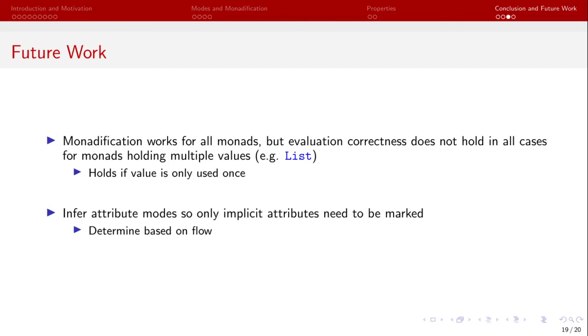Currently, our monadification works to rewrite for any monad, but evaluation correctness doesn't hold if the monad can have multiple values inside it. For example, lists used to model non-determinism don't always obey evaluation correctness. A version of evaluation correctness does hold, however, if the value is used only once, which is the most common use case. Also, our scheme currently calls for all attributes to be declared with their mode. However, if only implicit attributes were marked, it should be possible to determine the modes of other attributes based on the flow of attributes through equations.